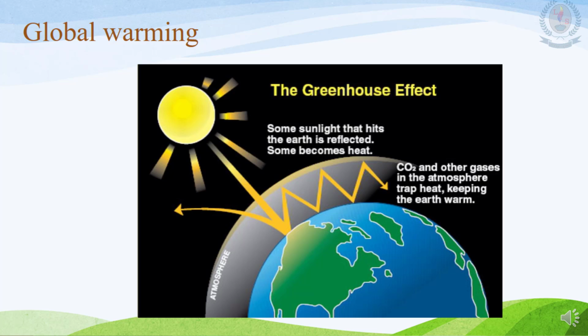Actually children, global warming sets in when too much heat is trapped by the Earth's atmosphere. So global warming refers to the continuous rise in the average temperature of the Earth's atmosphere.